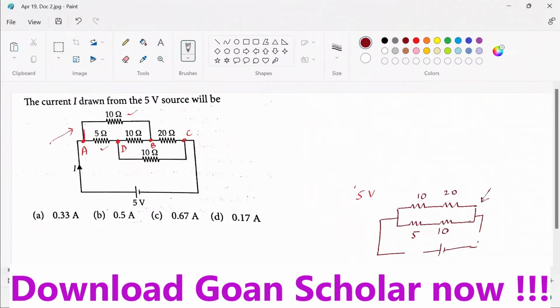So here this 10 and 20 are in series. So net effective resistance is 30 ohm. And that is in parallel with 5 plus 10, which is 15 ohm. So what will be the effective resistance of these 30 and 15? 1 by 15 plus 1 by 30, and that will be equals to 1 by R equivalent.